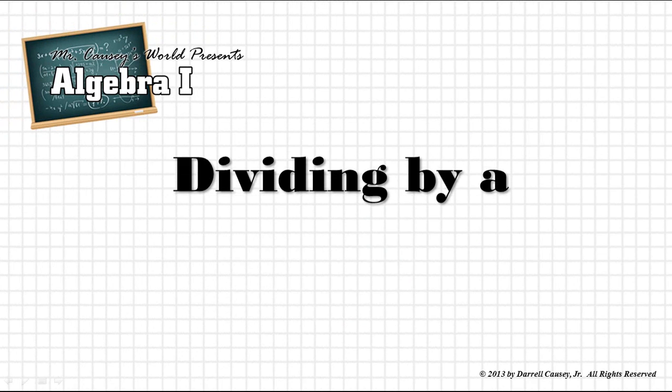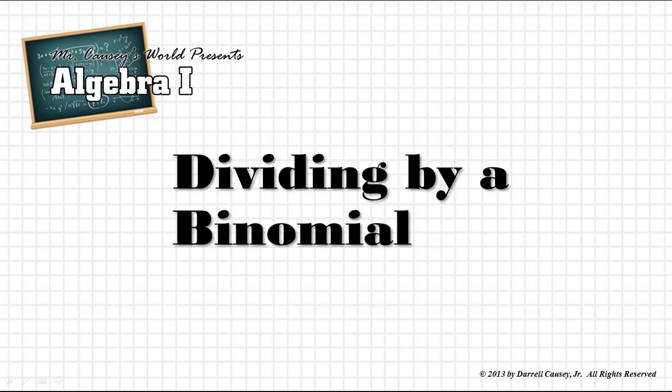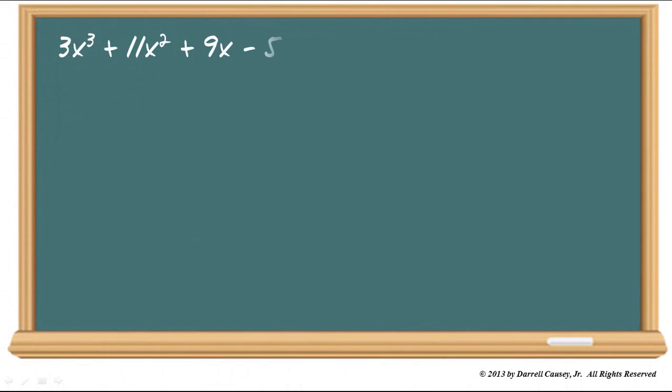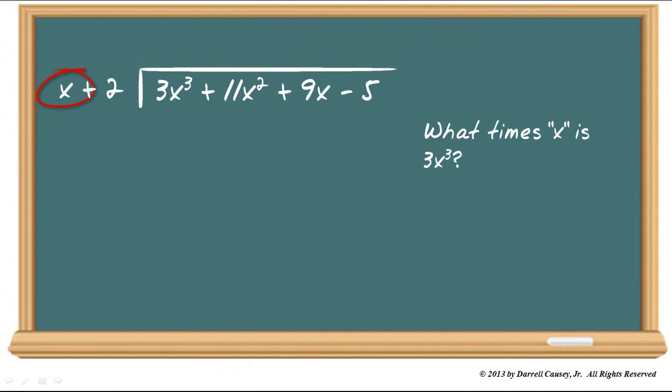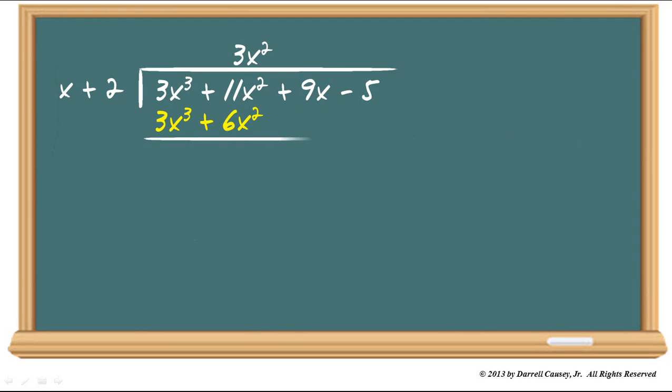Now let's go ahead and divide by a binomial. And it's a little different this time. When dividing by a binomial, we want to go ahead and use long division. So let's set it up. There's the problem. And then let's ask ourselves, what times x is 3x cubed? Well, when I think about that, I'm going to need to multiply x by 3x squared. And of course, that's going to give me 3x cubed. And then I'm going to take 3x squared, multiply it by 2, and I get 6x squared.